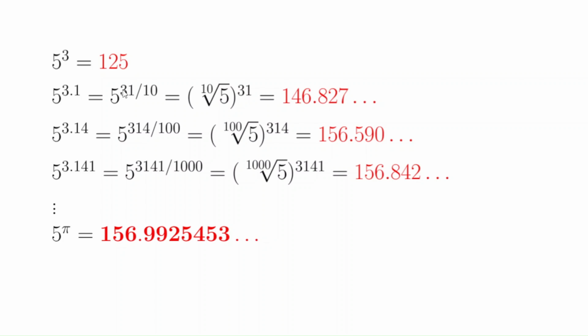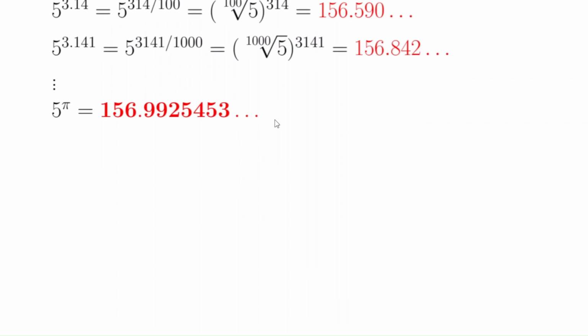What does 5 to the 3.1 mean? Well, 3.1 is really 31 over 10. So this just means the 10th root of 5 raised to the 31st power. Then we get this decimal for it. And then 5 to the 3.14 means 5 to the 314 over 100. So we take the 100th root of 5, raise it to the 314th power, and we get this decimal. And we continue on in this fashion. These outputs, the decimals, are going to get closer and closer to a certain number, 156.9925 and so on. And this is what we call 5 to the pi. That's really how we define 5 to the pi, as the limit of this sequence.